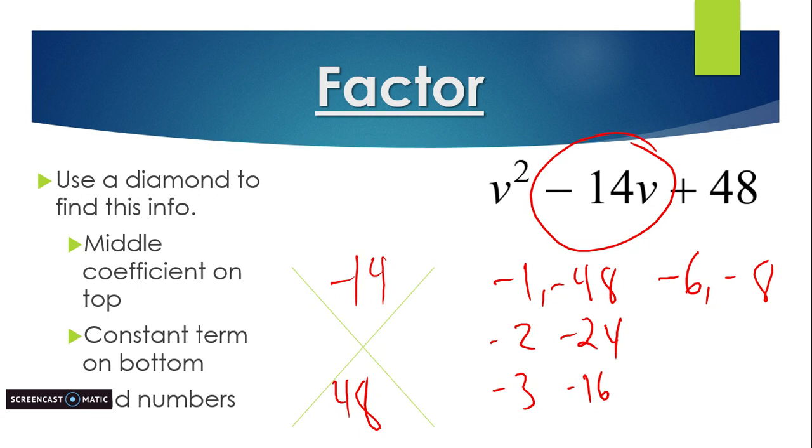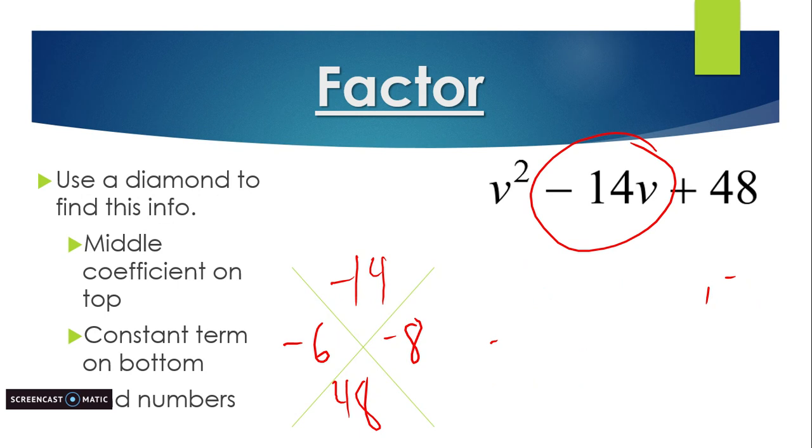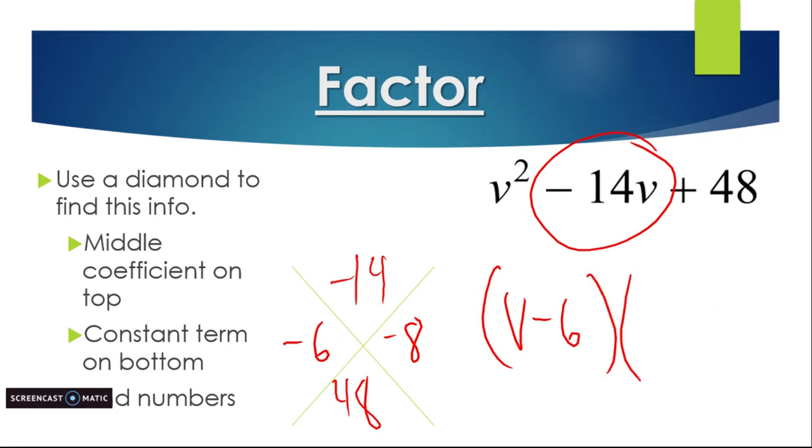You don't have to list every set of factors, but I'm just showing you the factors so that we know what we're thinking about. Negative 6 and negative 8 are the ones that add together to get negative 14 and also multiply together to get 48. So those are the ones we're going to use in our final answer over here. So we've got v minus 6 times v minus 8. That's our final answer. It's our most factored form here.